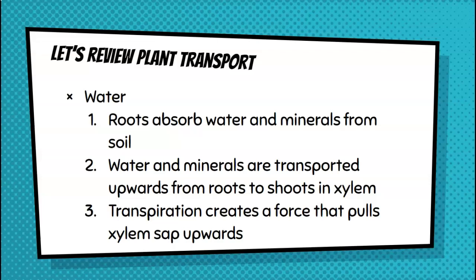The very last thing that I want to cover is a quick overview, to make sure that you really understood what we were talking about. So, for plant transport of water, roots absorb water, water is transported up into the xylem, and then transpiration creates a force that pulls that xylem sap, which we know is water, up and out. So water starts in the roots, goes to the xylem, and is pulled out through transpiration.